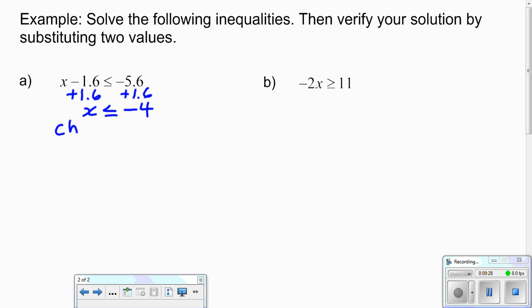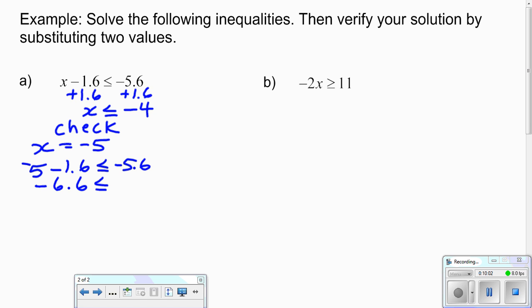So to check, we need an x value that is less than -4. So let's pick when x equals -5. So -5 minus 1.6 should be less than or equal to -5.6. So that gives us negative 6.6 is less than or equal to negative 5.6.